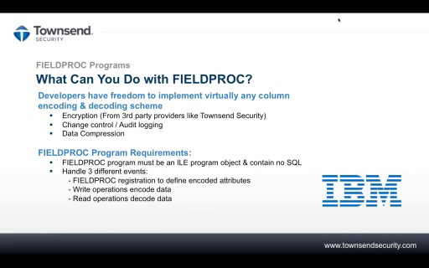Or if you're inserting or updating a record, FIELDPROC gets called again. So typically, encryption is what is being implemented via FIELDPROC. We want to protect that data, and so we're implementing an encryption function at the column level, and of course decryption when it's being read. But other things can be done with FIELDPROC. You could do change control, you could do audit logging, you could do compression if you wished.